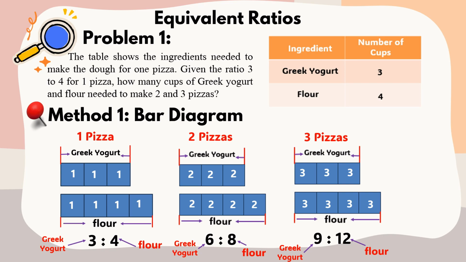The bar diagrams also show how the ratio 3:4 is maintained by using 3 sections that represent Greek yogurt and 4 sections that represent flour. The resulting ratios for 1, 2, and 3 pizzas are 3:4, 6:8, and 9:12 respectively. The ratios 3:4, 6:8, and 9:12 are equivalent ratios because they express the same ratio relationship between the quantities.